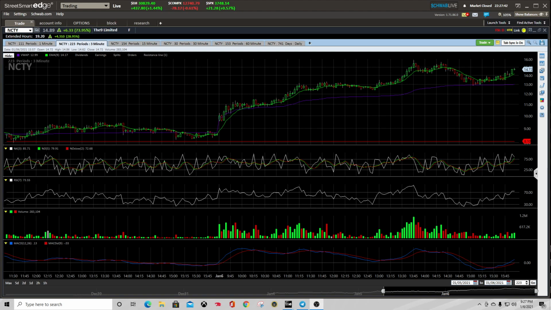But anyway, we're not going to go over the options because on a small account, using a $1,000 account, risk management is a little bit harder to obtain if you're trading options, especially the higher priced ones. But let's go over the regular trades that we had today. And today is January 6th, 2021.